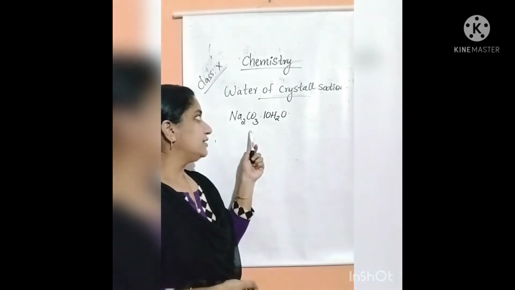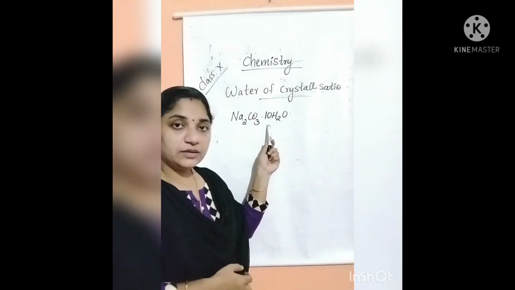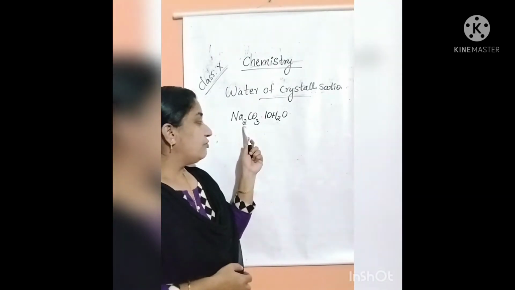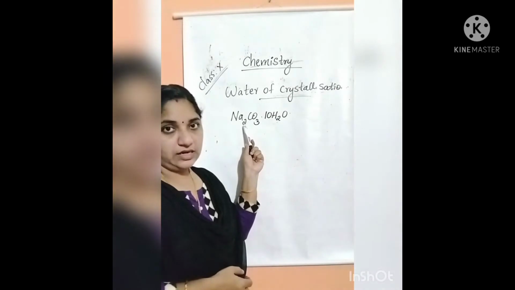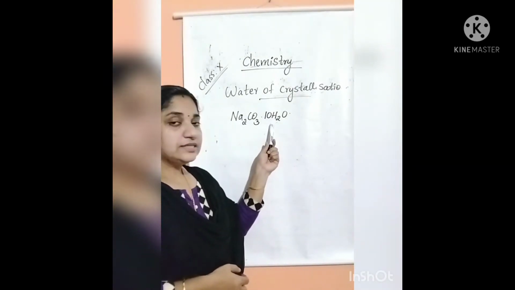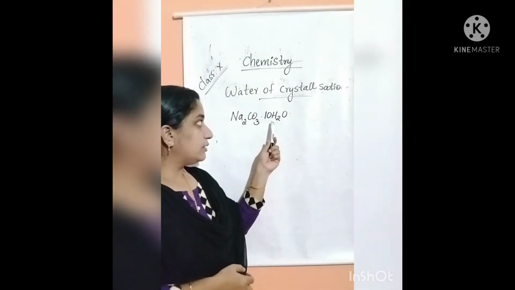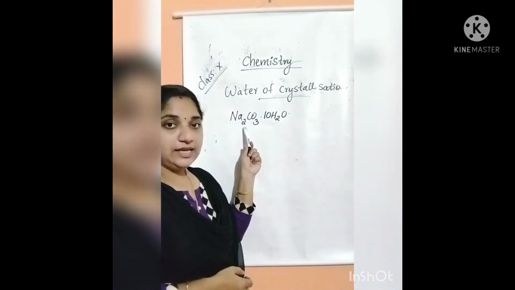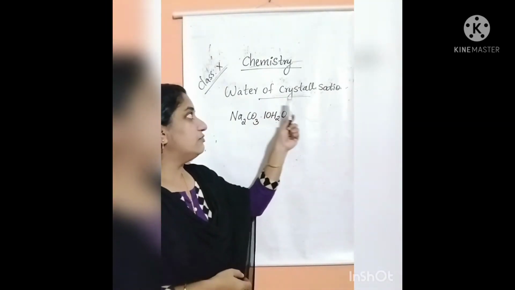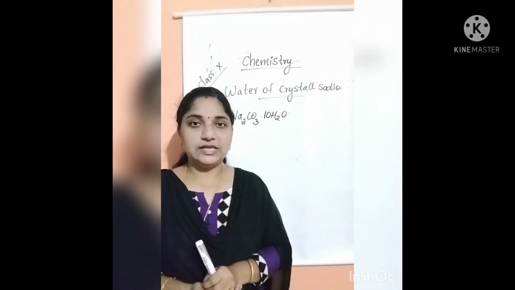It means that 10 water molecules are attached to one formula unit of this salt. You can see 10 water molecules in one formula unit of the salt. That is known as water of crystallization. I already said what is meant by water of crystallization.